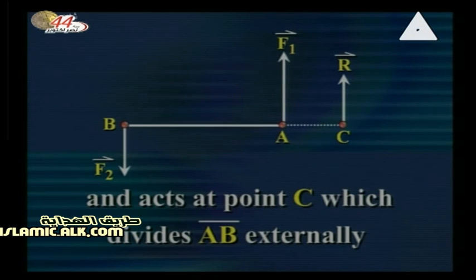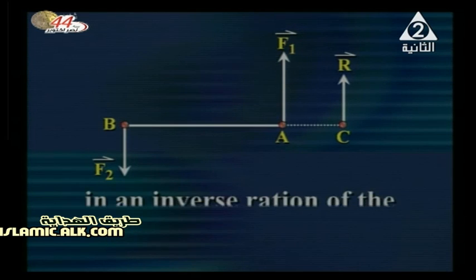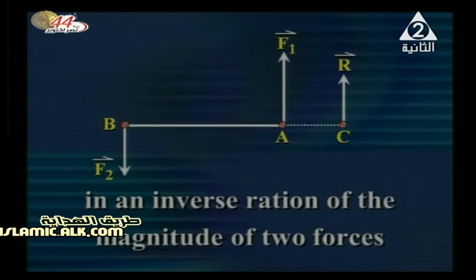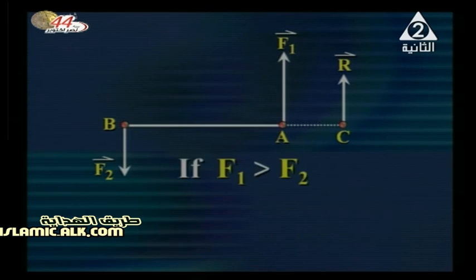Remember, dear student, we have two forces, F1 and F2, in opposite directions. F1 acts at point A, F2 acts at point B. Then R acts at point C, which divides BA externally in the ratio BC to CA. R acts at C in an inverse ratio of the magnitudes of the two forces.